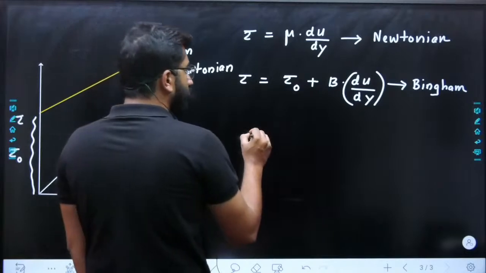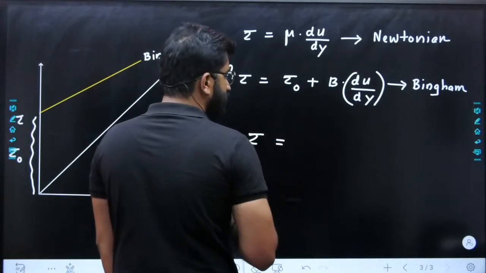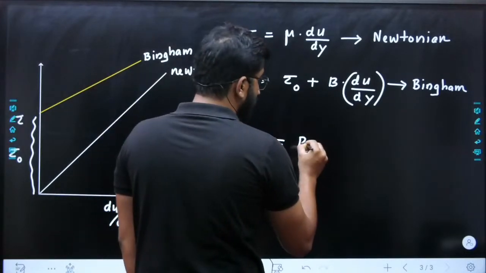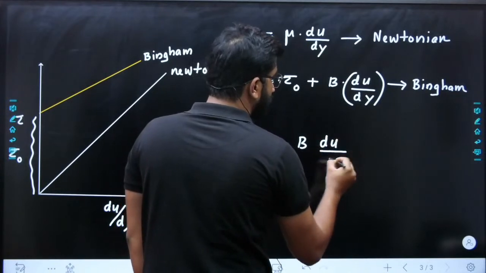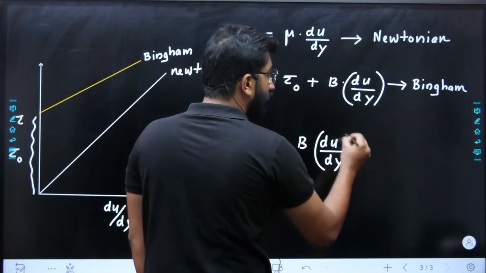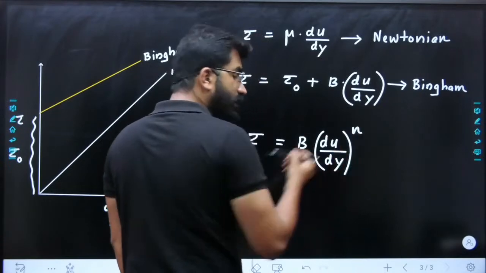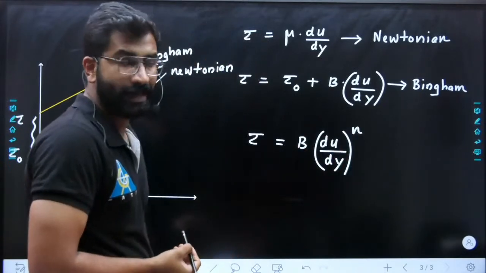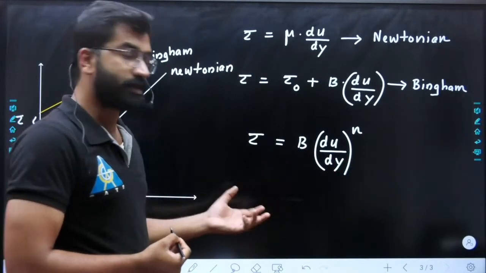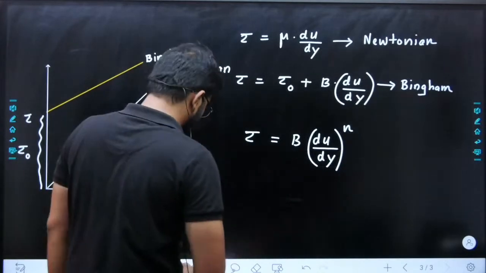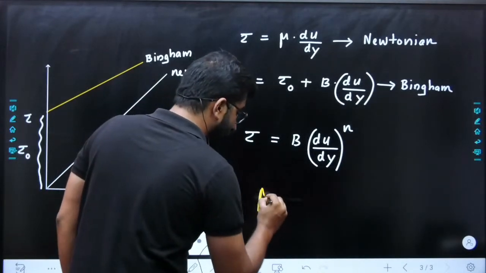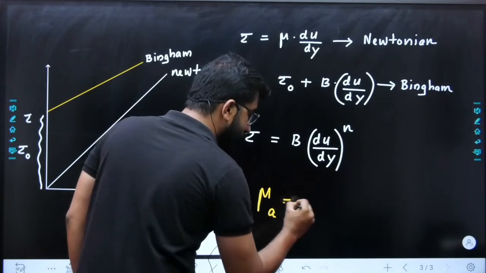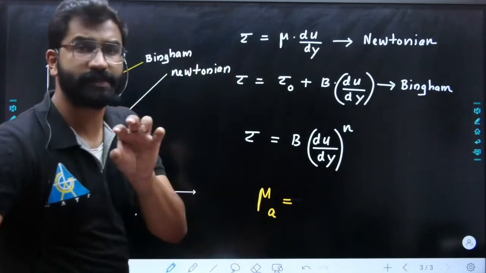Power law fluid का importance क्या है? That follows this equation, power law, that is b into du by dy power n, where your relationship is not linear, or we can say we have an apparent viscosity term. What is the meaning of apparent viscosity? Always remember the apparent viscosity term, है ना?